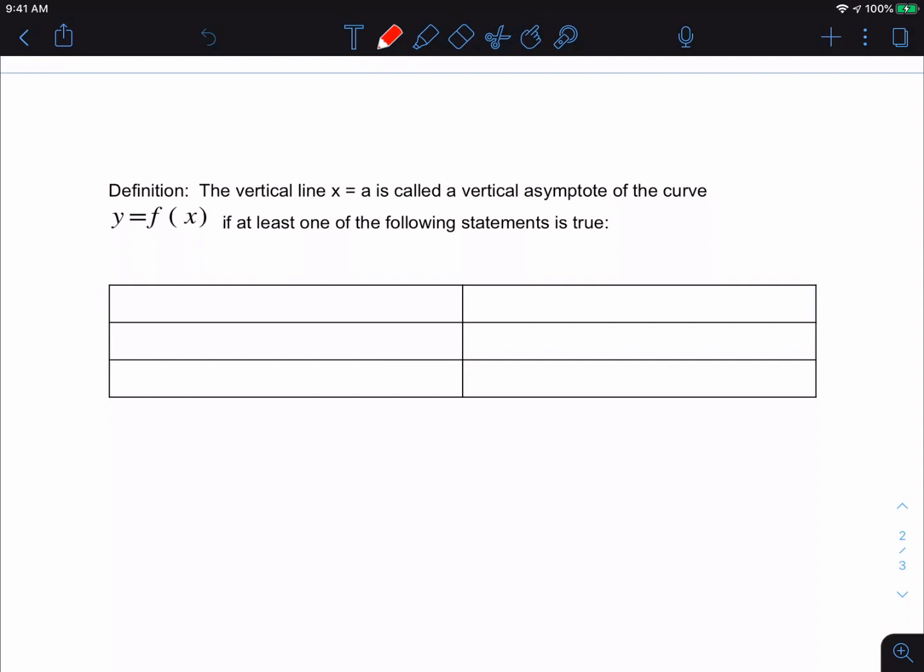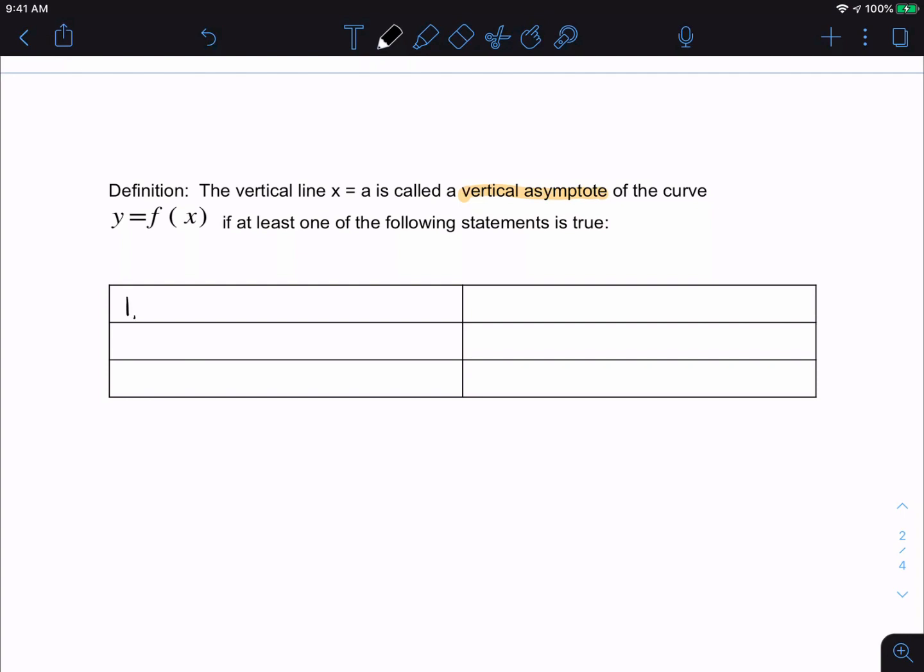Starting to build. So this definition is a cool one. In order to have a vertical line, and we know that the vertical line is x equal to any number, that is a vertical asymptote, what ends up happening is one of 6 possibilities must come about and be true. Okay? So for that to happen, here are the 6 possibilities.